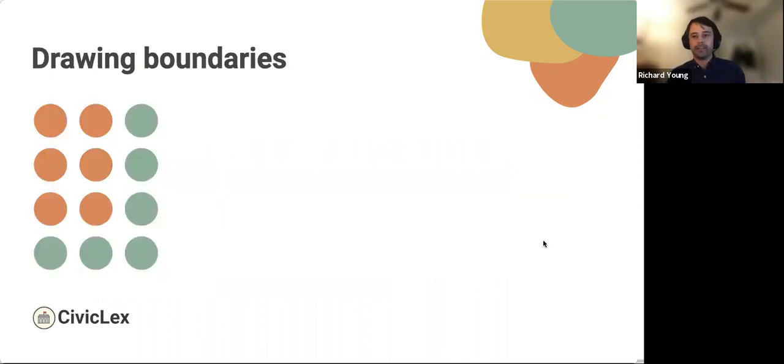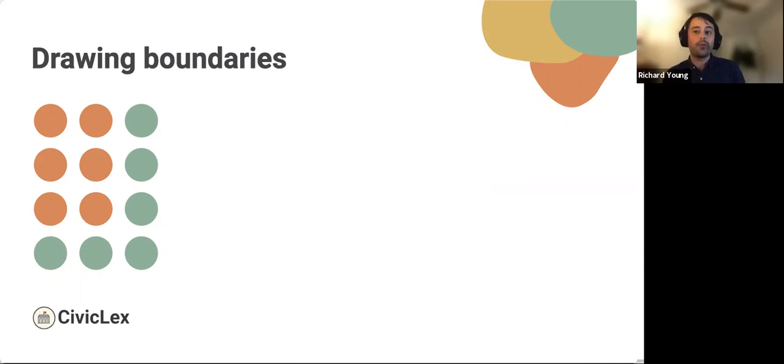So you can see here, there are 12 dots on the screen, right? There's 6 green dots and 6 orange dots. Think about these dots as being different communities of interest, right? So that could be different racial groups, that could be different socioeconomic groups, and that could also be political parties, right? Especially when we get into partisan redistricting. So if you're going to try and break these 12 dots up into 4 districts, there are a lot of different ways that you can do it.